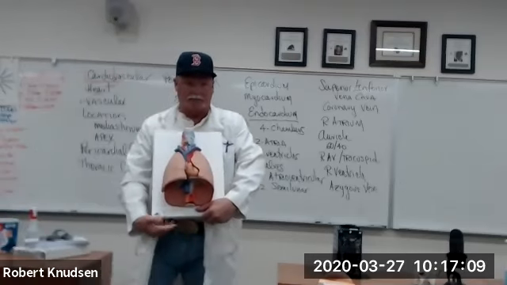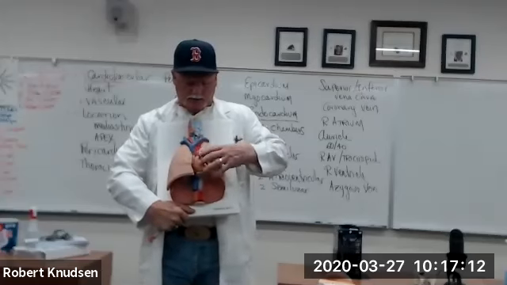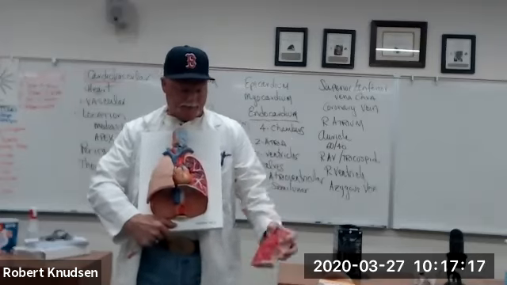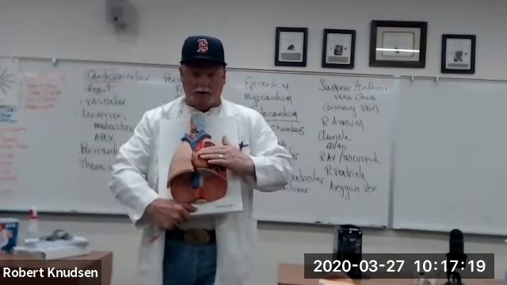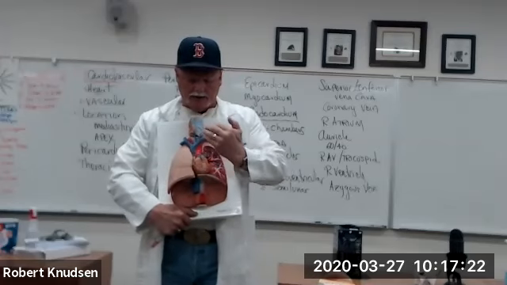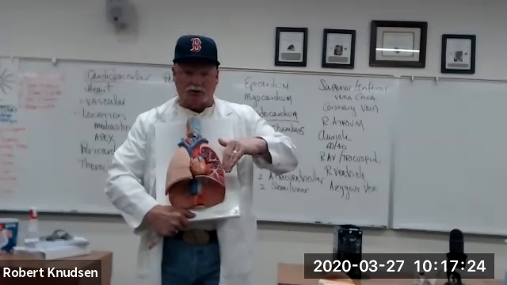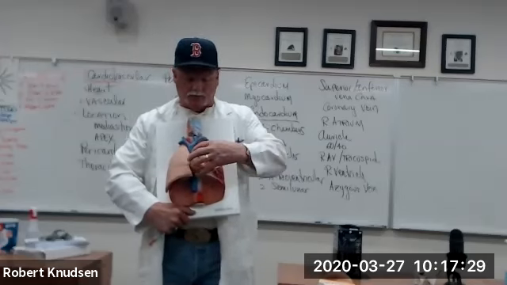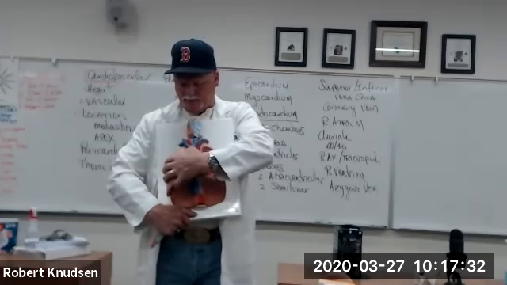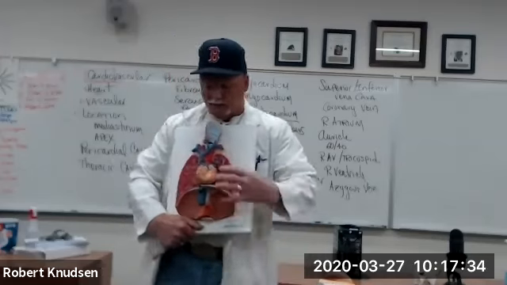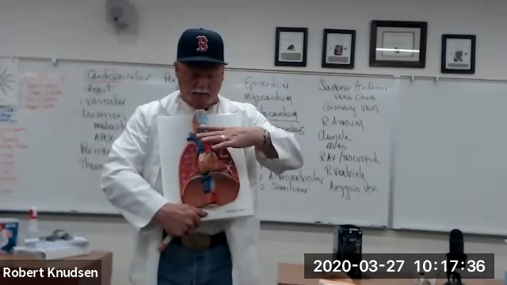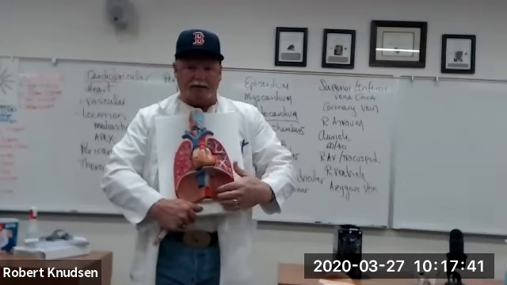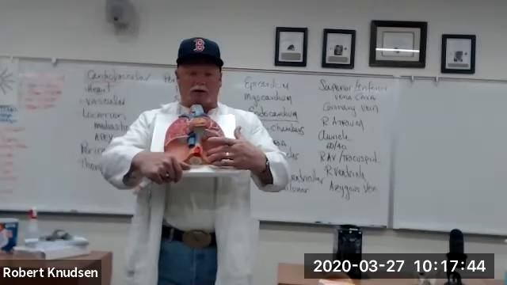Here we go. I'm going to take off one side. The heart is not directly in the middle. It's 2/3 to the left. We call that mediastinum. So this is the pericardial cavity. This is the pleural cavity. And this is in the thoracic cavity. And this is the diaphragm that I was talking about.